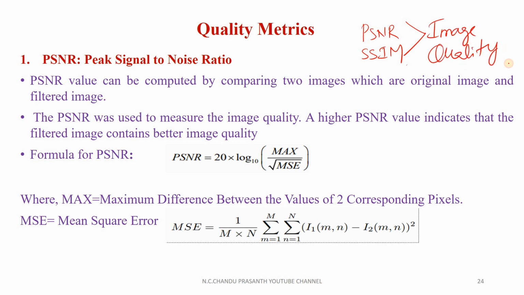Let me tell you what PSNR is. PSNR means peak signal to noise ratio. The PSNR value can be computed by comparing two images: one is the original image, and the other is the filtered image, meaning the noisy image. Always remember the PSNR value must be high. A high PSNR value indicates that the filtered image has better image quality.